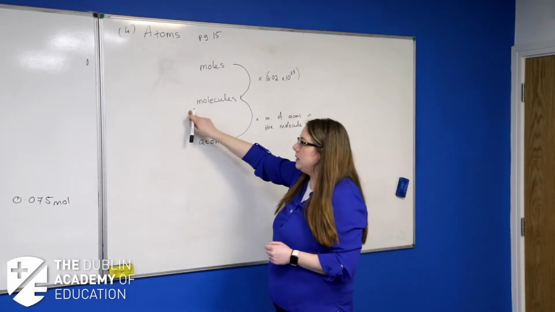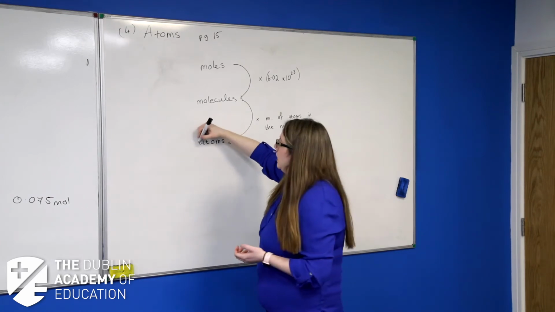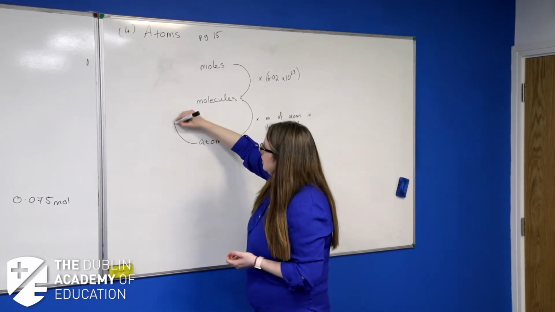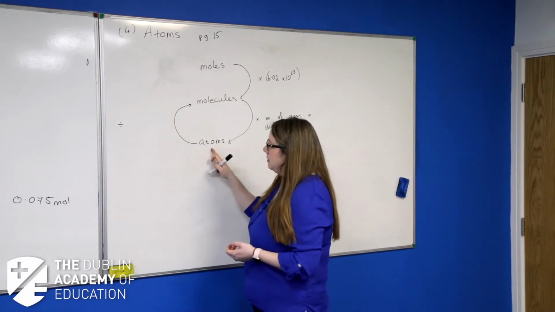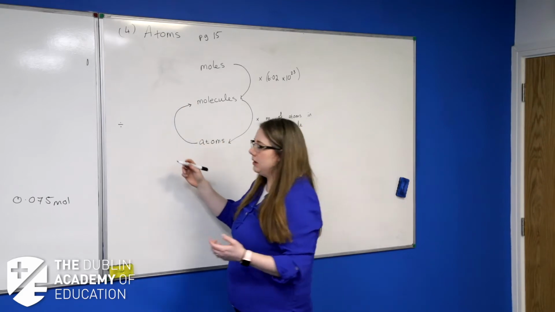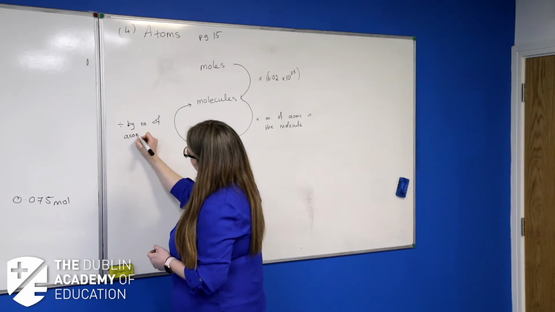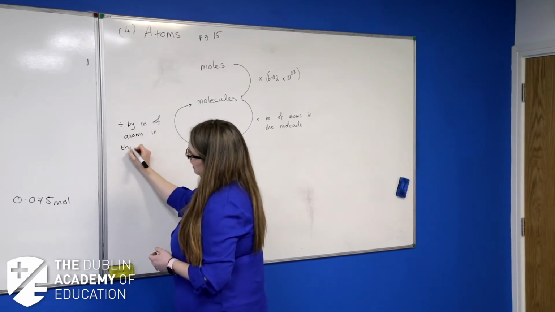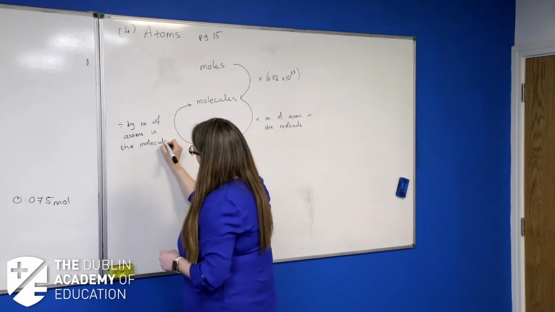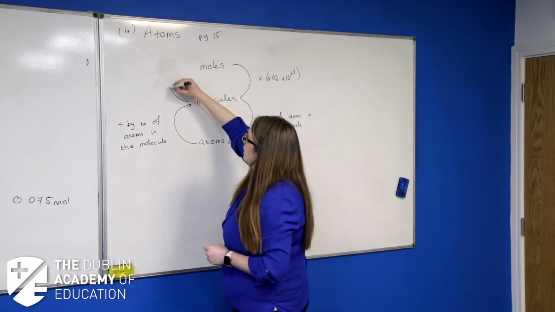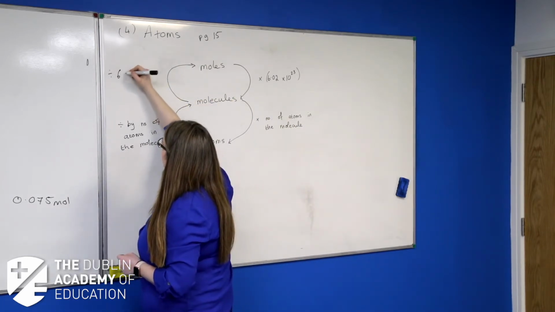And if you want to go back the way, you're going to divide. So if you're given the number of atoms in a sample and you're asked for the number of molecules, you then divide the number of atoms by the number of atoms in the molecule. And in that case, in methane's case, it would be 5. And if I have molecules and I want moles, you divide by Avogadro's number, which is 6.02 by 10 to the 23.